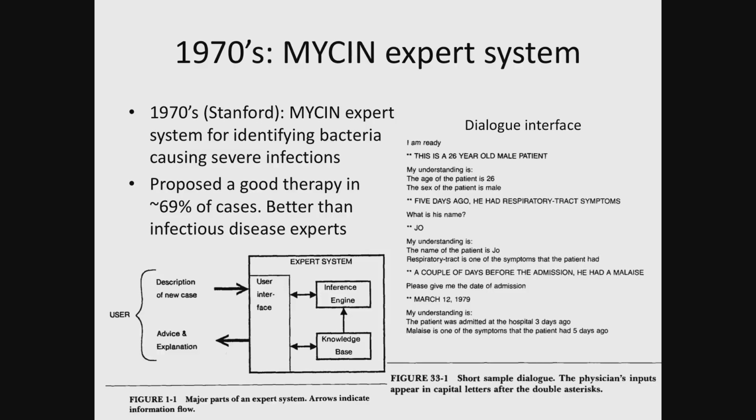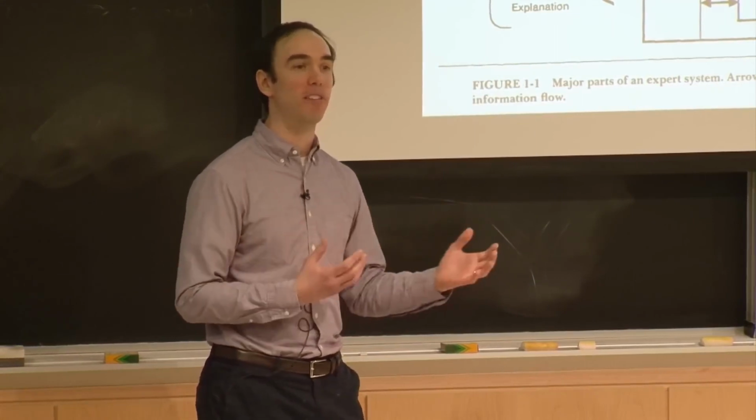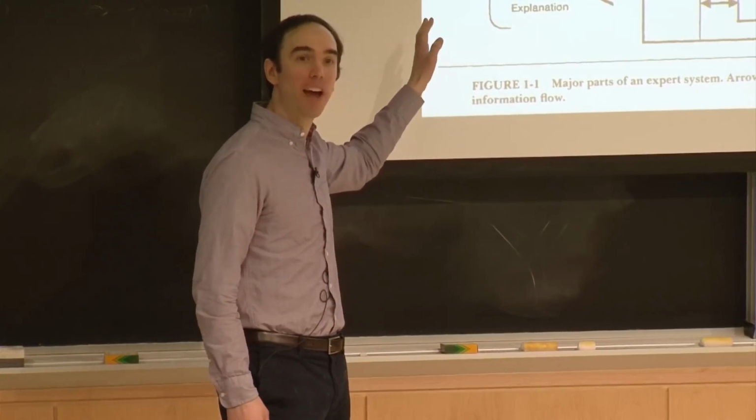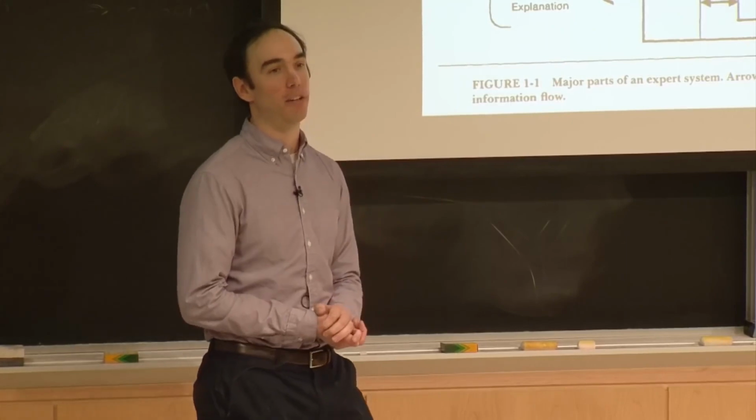Then the clinician writes, a couple of days before the admission, he had malaise, which is general tiredness. The computer responds, please give me the date of admission. The clinician responds, March 12th, 1979, and the computer again confirms that it's understood appropriately. And this is the preface to the later diagnostic stages. So the ideas of how AI can really impact medicine have been around a long time, yet these algorithms, which have been shown to be very effective even going back to the 1970s, didn't translate into clinical care.